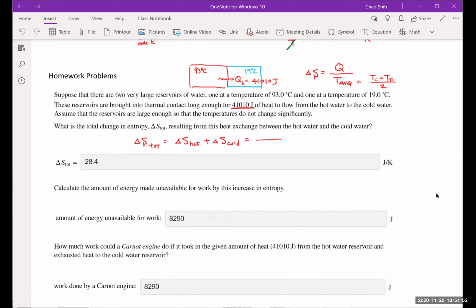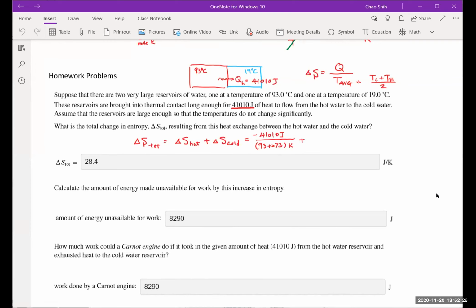That means the hot one is going to lose the heat. So over here, you should put negative 41010 because it loses heat. What is the temperature? Well, the temperature is 93, so you have 93 plus 273. That will give you the Kelvin. That is the change of entropy of the hot object.